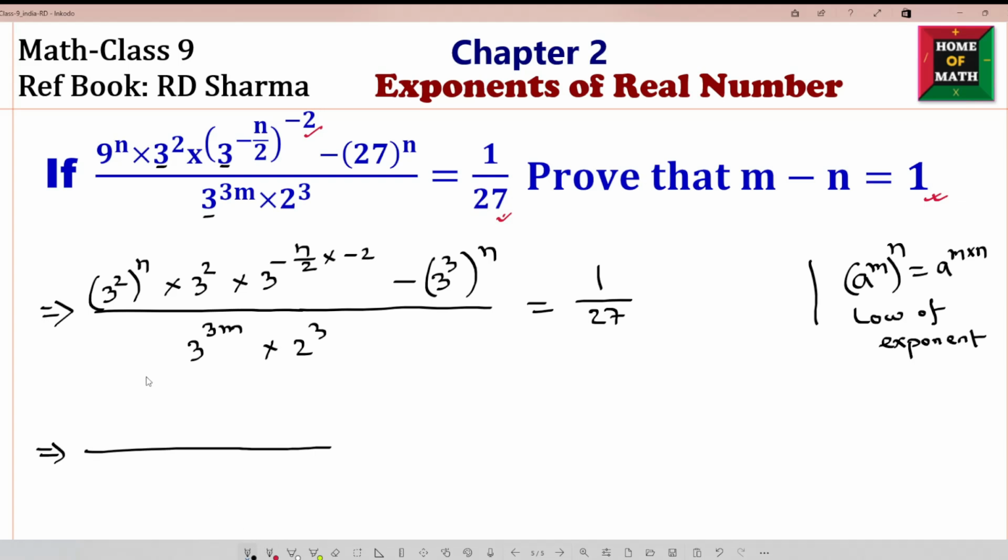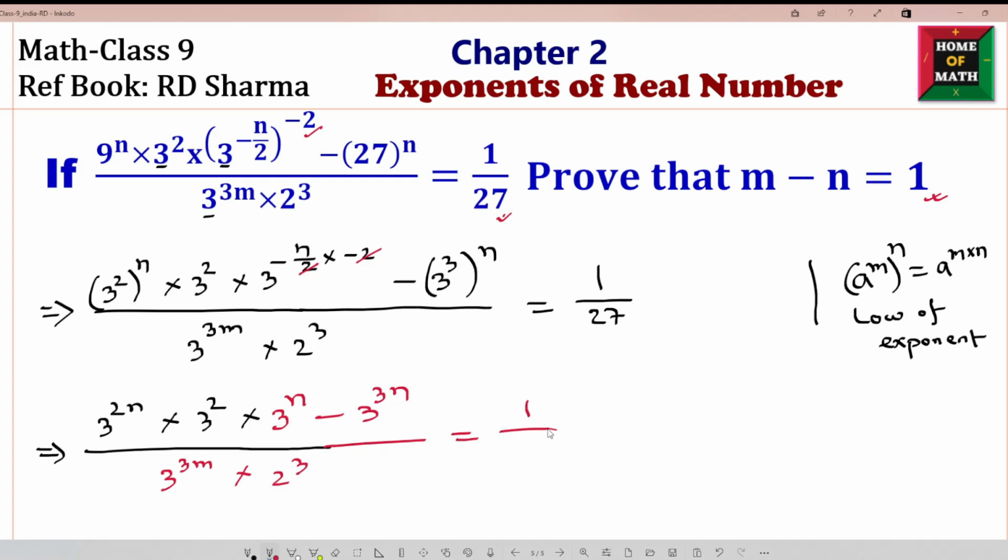Now we will simplify this one, 3 to the power 2n, because we know a to the power m to the power n equals a to the power mn, times 3 square times, look, here is 2 and here is 2, we can omit this one, and minus times minus becomes plus. So here is only 3 to the power n minus 3 to the power 3n, and here is 3 to the power 3m times 2 to the power 3 equals 1 divided by 27. We will not do anything yet.